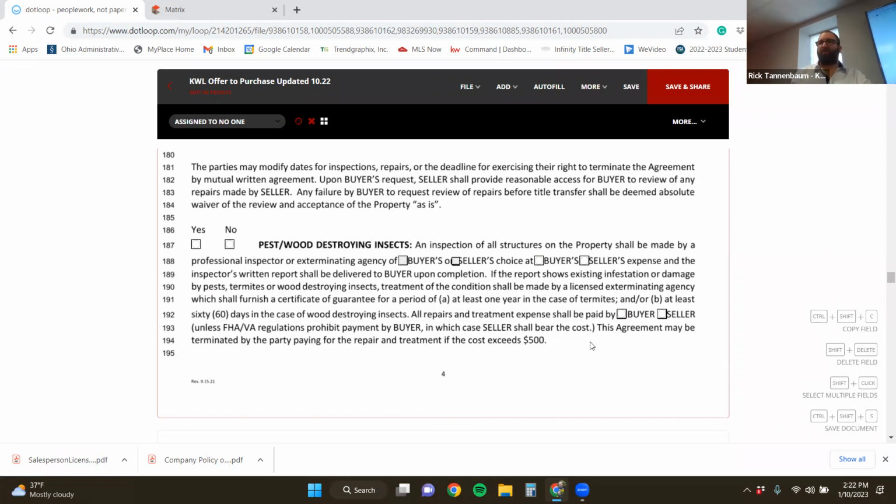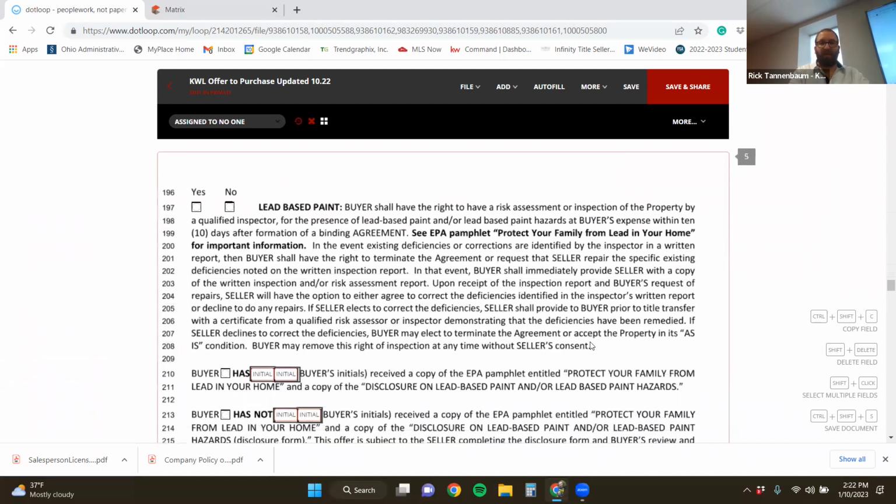So if we said seller is going to repair any damages from a pest that we find in a pest inspection, and they go to get that repaired and it's $600, they have the right to say, nope, we're not doing it, we're not closing. And they can terminate this agreement.